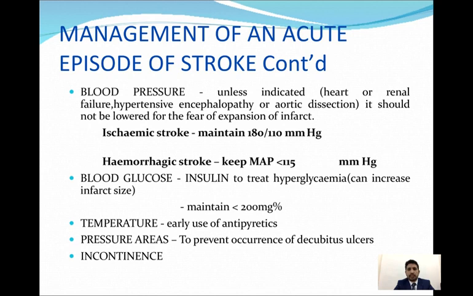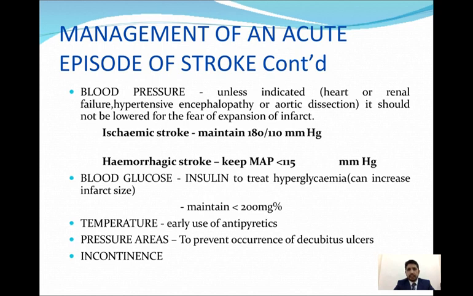Blood pressure management. That is another very important point. In a stroke patient, blood pressure management is different in infarctive stroke and in hemorrhagic stroke. In ischemic stroke, there is auto-regulation going on, and the brain is trying to supply maximum blood to itself. So we should not try to lower blood pressure abruptly or very low. Normally, blood pressure should be maintained at around 180/110 millimeter of mercury.